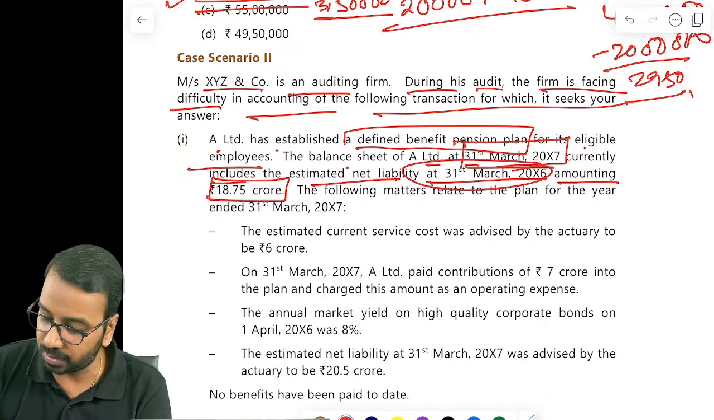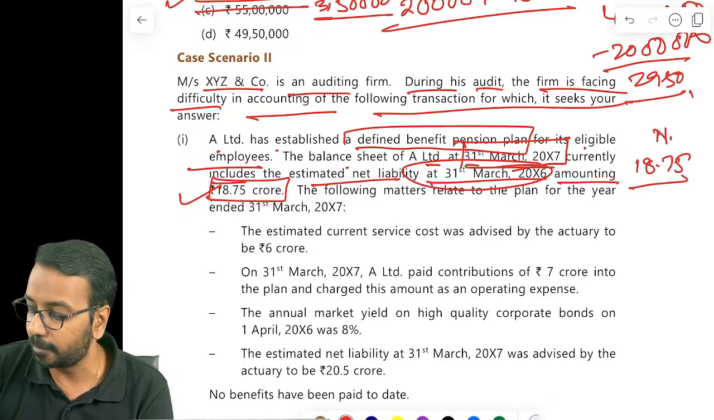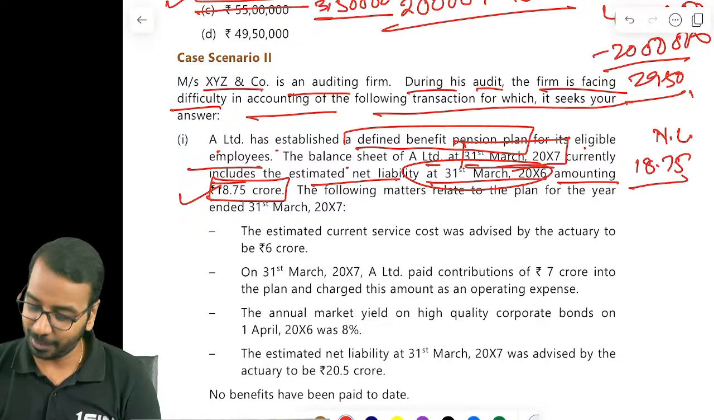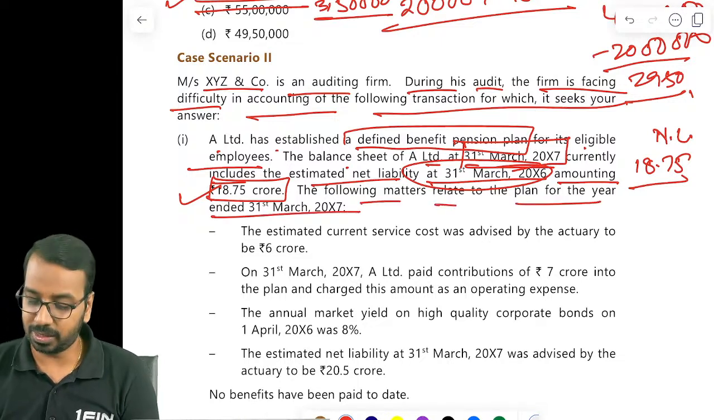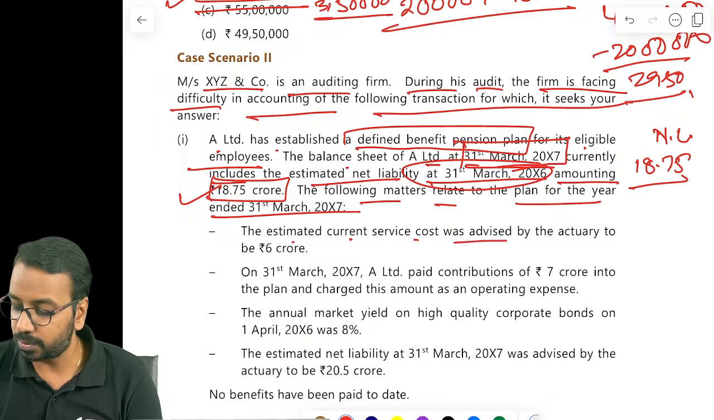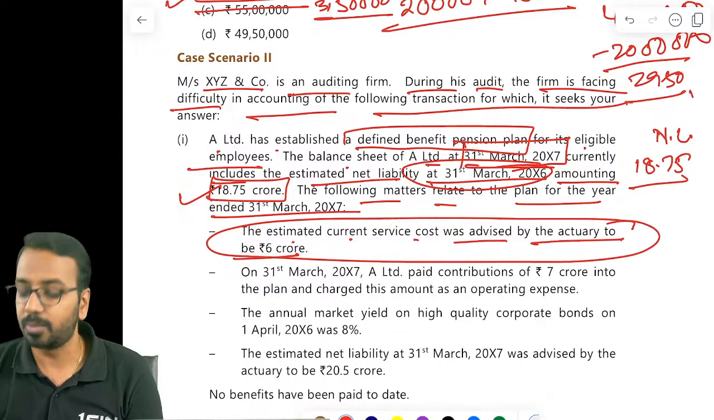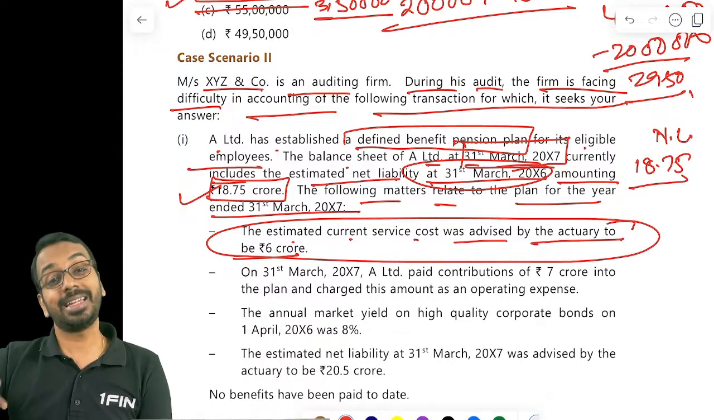This 31st March of year 6 opening balance is 18.75 crores net liability. So there is a net liability, or defined benefit liability, right? The following matters relate to the year ended 31st March of year 7. The estimated current service cost was advised by the actuary to be 6 crores. Now, what is this? This is my expense. What will happen to my liability? This expense will increase my liability.